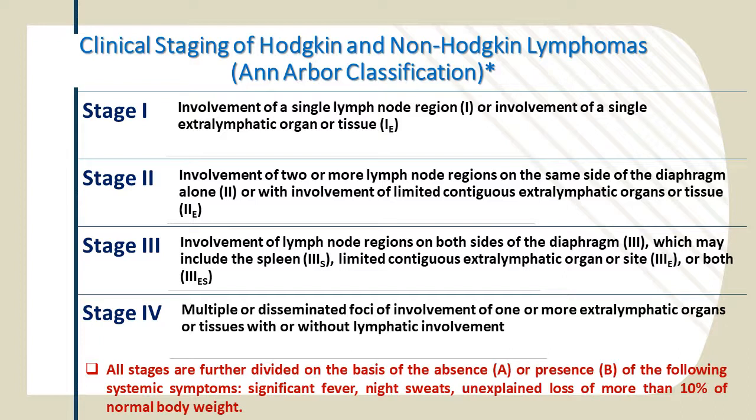In addition, all stages are further divided on the basis of the absence, letter A, or the presence, letter B, of the following systemic symptoms: significant fever, night sweats, along with unexplained loss of more than 10% of normal body weight.